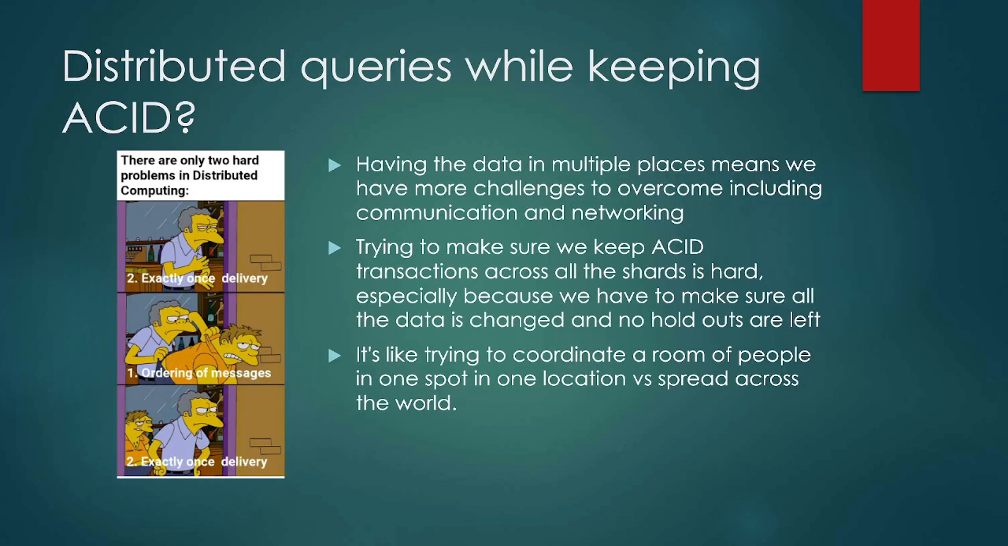We can also start worrying about things like distributed queries. So if you have the data in multiple places, that means you have to have communication with multiple places, which can end up being an issue for networking, because now you have multiple places that you are communicating with. And that's going to end up adding in some time. Trying to make sure that you keep the ACID transaction across the shards, because we have to make sure that all the data is changed and we don't end up having one random shard somewhere that has the old data with it. So one of the ways that you can think about it is like it's trying to coordinate a room of people. And are those people all in one spot or are they spread out across the world? It's going to be inherently harder if they're spread out across the world. Spread out across the world is the equivalent of horizontal scaling and this sharded database.